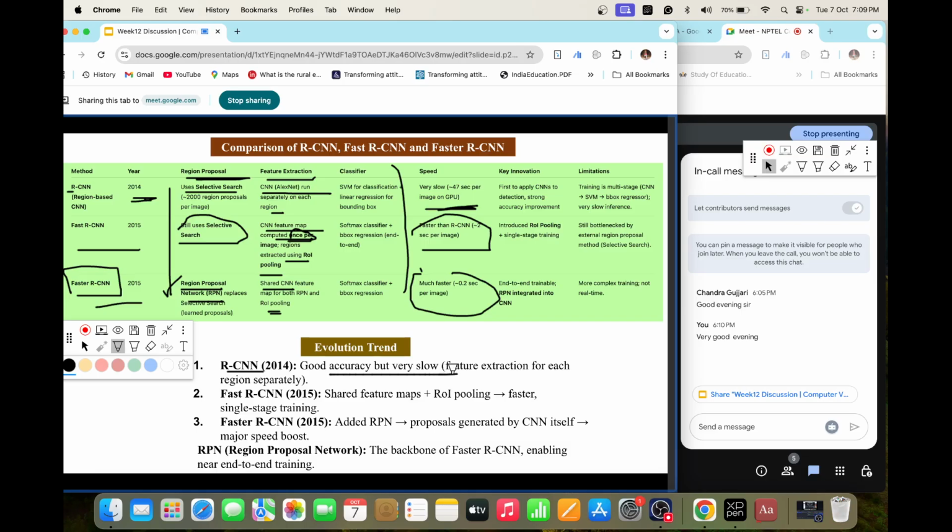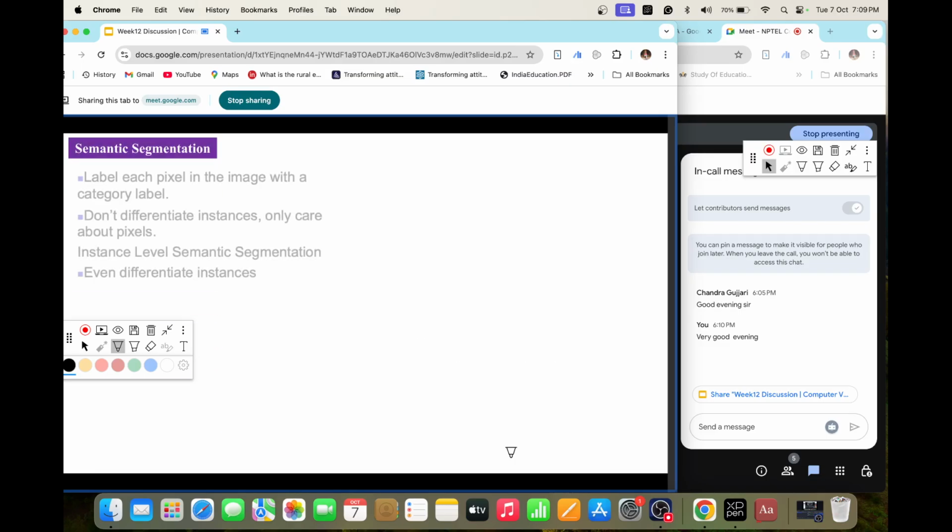R-CNN had good accuracy, but the problem was that it was very slow. Then we have Faster R-CNN, with a shared feature map, and all this you can read. The RPN, region proposal network, is the backbone of Faster R-CNN and enables near end-to-end training. All of this you can just read, so there is nothing to explain.